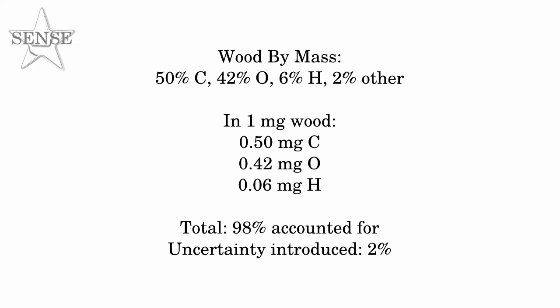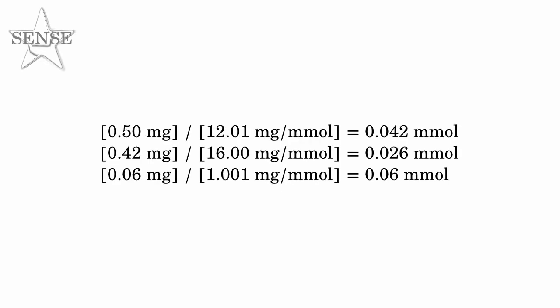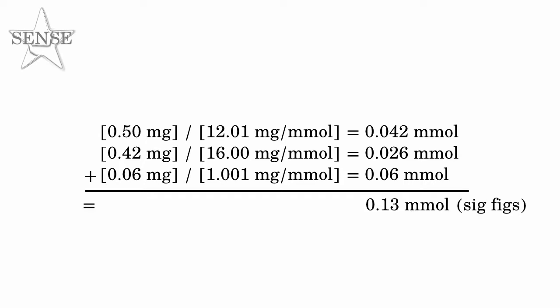The composition of wood is about 50% carbon, 42% oxygen, and 6% hydrogen by mass, plus 2% of other stuff we'll just leave off for this crude calculation. Thus, 1 milligram of wood contains 0.50 milligrams of carbon, 0.42 milligrams of oxygen, and 0.06 milligrams of hydrogen. We can now use the molar mass of these to find the total number of atoms in millimoles. Adding those up gives 0.13 millimoles in 1 milligram of wood.